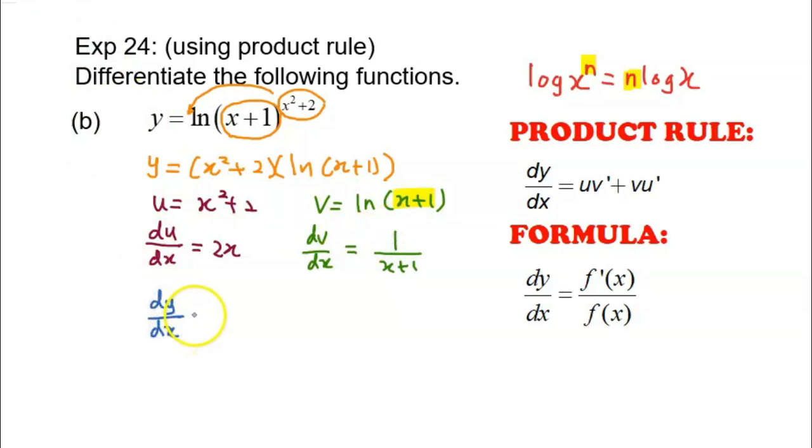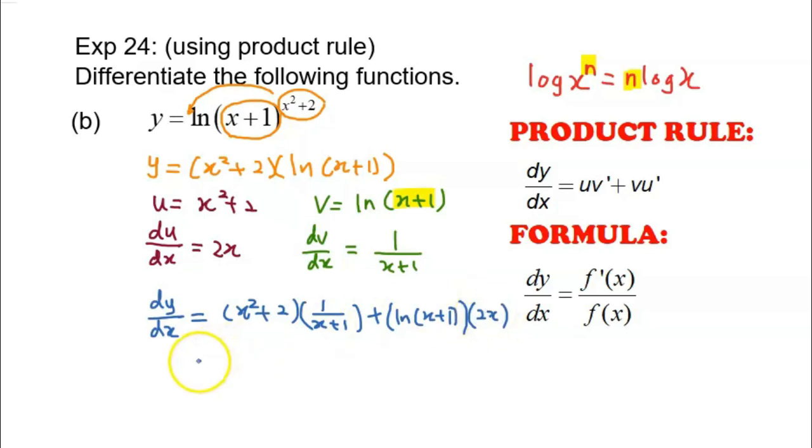Now we are going to find dy dx using the product rule. u equals x squared plus 2, v prime equals 1 over x plus 1, plus v equals ln x plus 1, and u prime equals 2x. Last, we are going to simplify our answer. So, x squared plus 2 over x plus 1, plus rearrange 2x in front of ln.